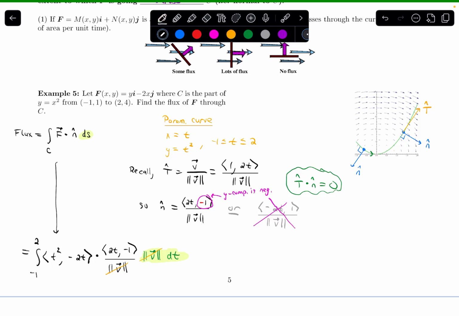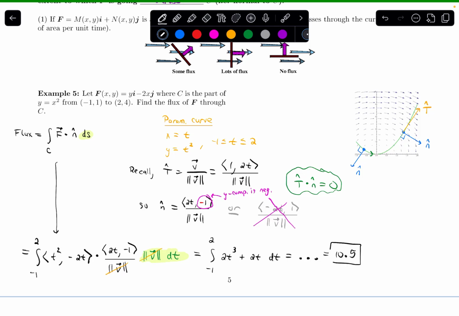Now I just got to do that dot product. So I get the integral from negative 1 to 2. That dot product gives me 2t cubed plus 2t dt. From there, I'm going to trust that we can do this antiderivative and we can plug in the 2 and the negative 1. So from here, it's not too bad. I'm just going to write a dot, dot, dot. We would do that antiderivative. We'd plug these numbers in. And if we do that, we are going to get 10.5.